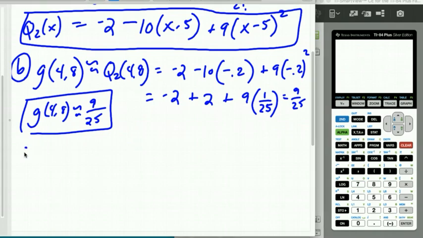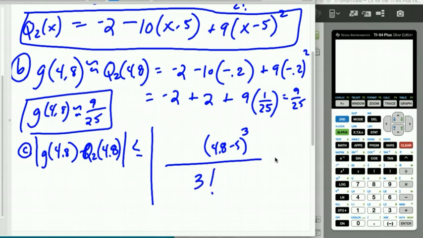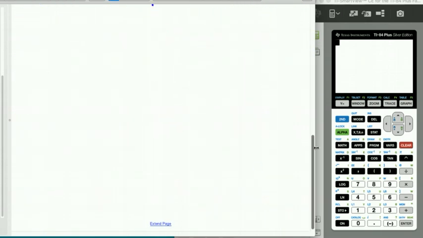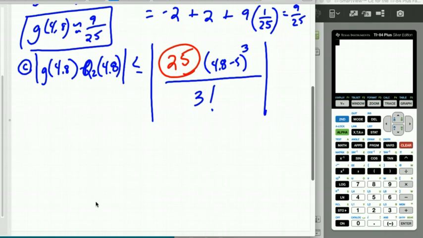Okay, so for part C, we're trying to show that the error, which would be g of 4.8 minus my approximation, oh, it was q, sorry, q sub 2 of 4.8, is less than or equal to... Now we want to show that it's less than or equal to 1 over 25, but we're going to go ahead and use the formula we know. So we know that we're going to use 4.8 minus 5 to the 1 power higher than the n, which is going to be a cubed, right, over an n plus 1 factorial, so that's a 3. And then the wild card is we have to max out the next derivative, but look, we were given that next derivative, right? And we were told, hey, it maxes out at, ooh, way too far, 25. So I just need to clean this up and show that whatever this number is, it comes out to be less than a 1 over 25.